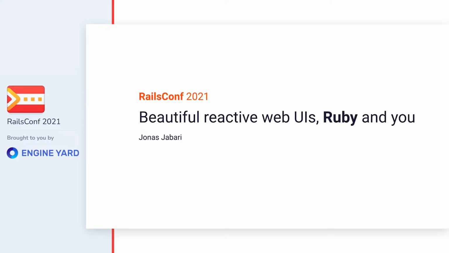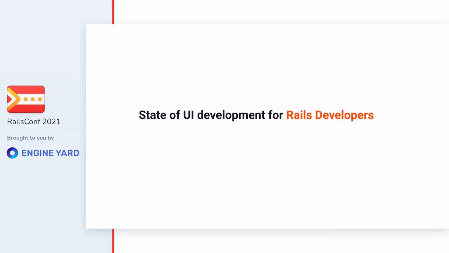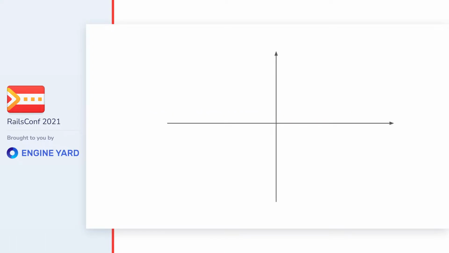Let's jump right into the topic and review the state of UI development for Rails developers in 2021. From a Rails developer perspective, UI development approaches might be classified like this. On the y-axis, we start with zero UI to a beautiful reactive UI. And on the x-axis, we measure developer happiness, starting from low developer happiness, speaking of hustling with JavaScript and CSS, to high developer happiness caused by the beauty of Ruby.